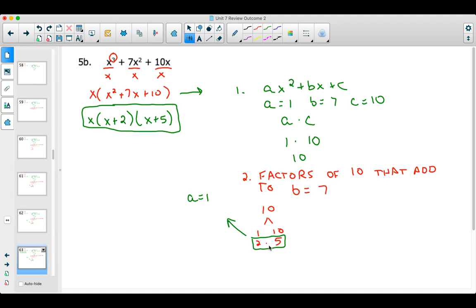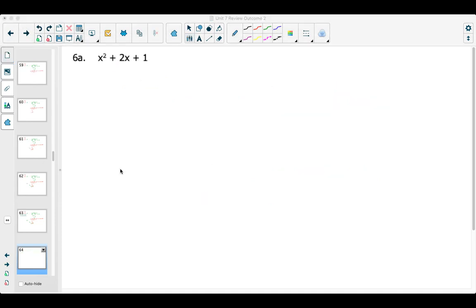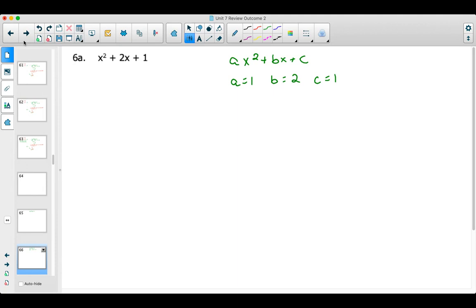All right, moving on to example 6. My a in this example is 1. So we're going to find ax squared plus bx plus c. A is 1, b is 2, c is 1. So again, I'm going to multiply a times c. That's 1 times 1, which of course is just 1. And then I need to find the factors of 1 that add up to b, which is 2. And the only factors of 1 are 1 and 1. And so those are going to be my factors.